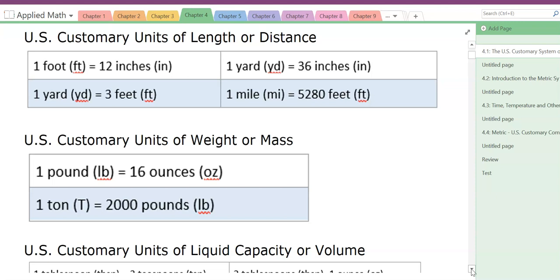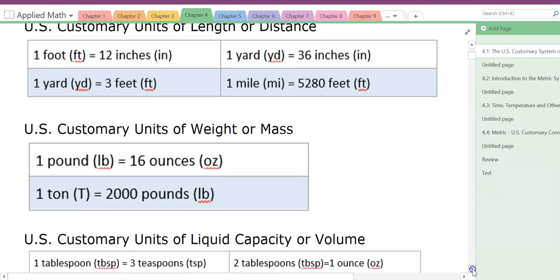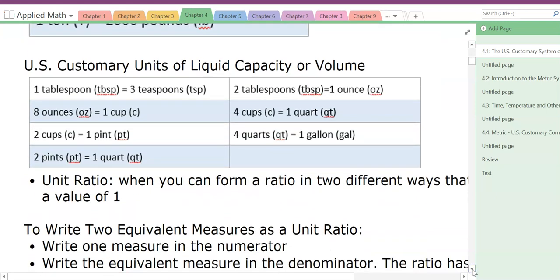And then for weight or mass, we have 1 pound is equal to 16 ounces. 1 ton is equal to 2,000 pounds. So again, pounds, ounces, and tons are the most common things that we use here in the States. Then there's capacity or volume, like liquid capacity. We've got tablespoons, teaspoons, ounces, cups, pints, quarts, gallons. Those are what you're going to be seeing the most.